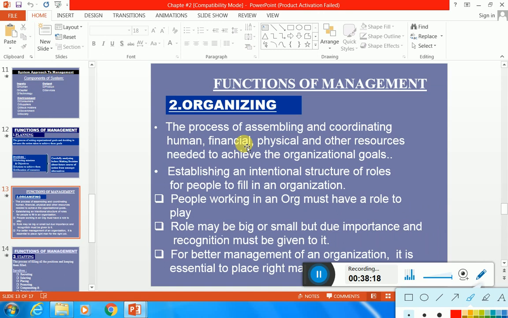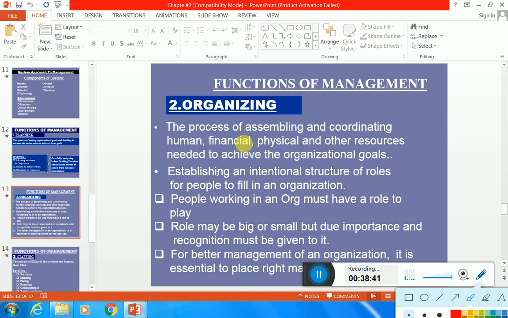Organizing is simply the process of how the organization will work: what type of jobs will be there in the organization, who will perform what type of duty, who is more suitable for what type of work. Such a process is known as the organizing process. In other words, organize the things, define the key roles, define the duties and responsibilities of the people.